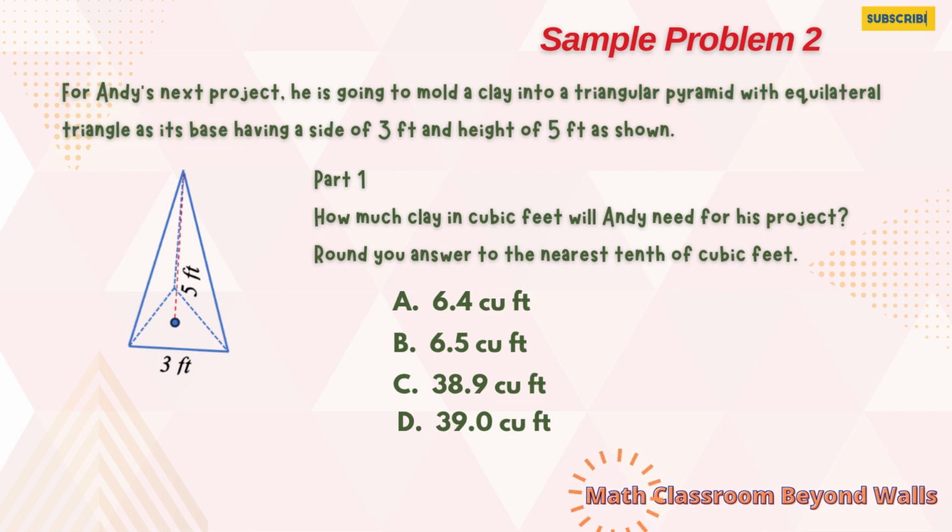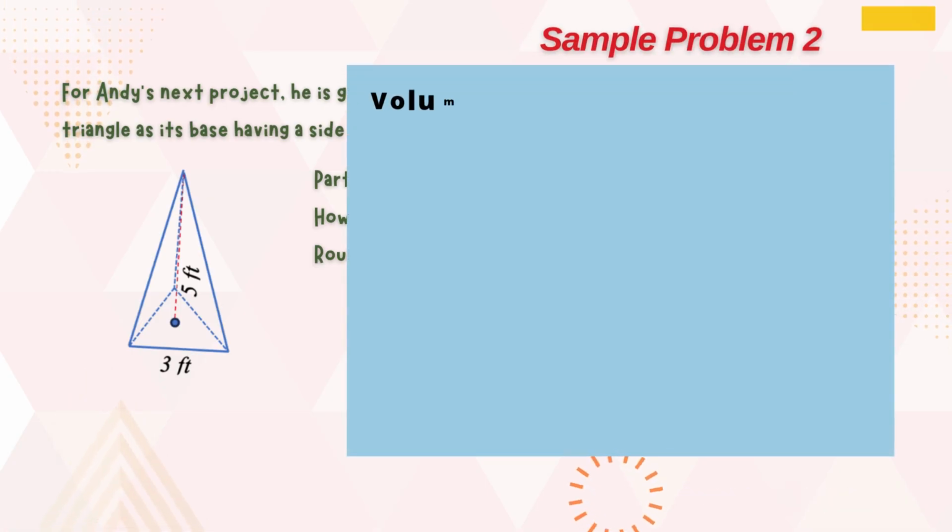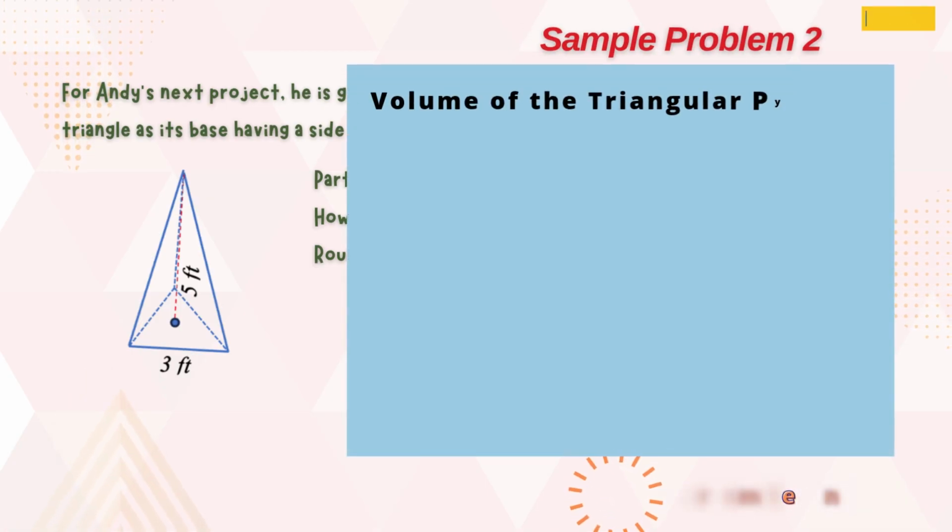Okay, so we start by doing part 1 first. Since we're asked to find the amount of clay that Andy will need in molding the triangular pyramid, then we have to have the formula in solving for the volume of the triangular pyramid. Let us have the formula.